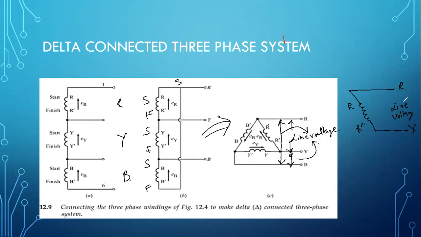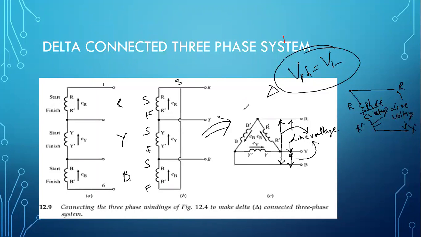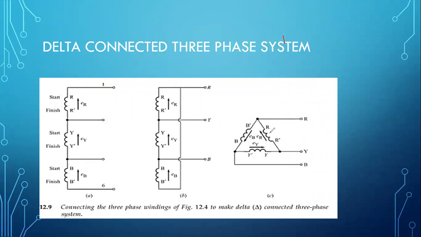Whatever voltage is between these two lines, the same voltage is in the phase also. So here my line voltage and phase voltage are the same. In case of delta, V phase is equal to V line. This is one condition that we can see.